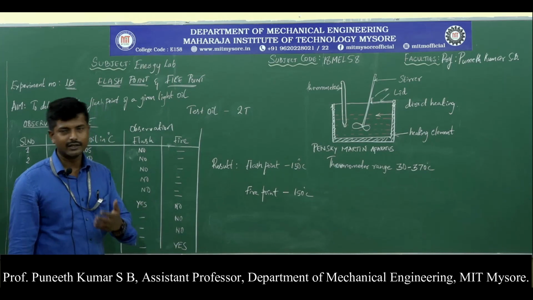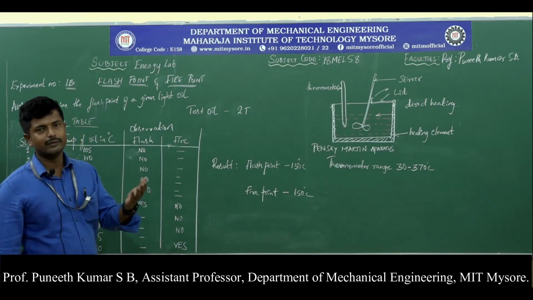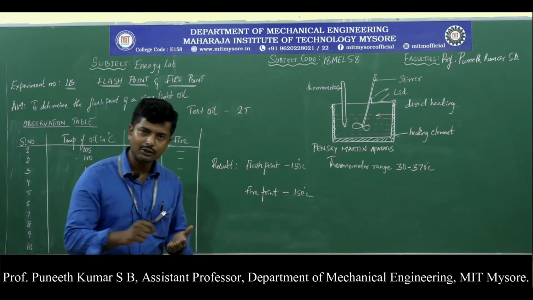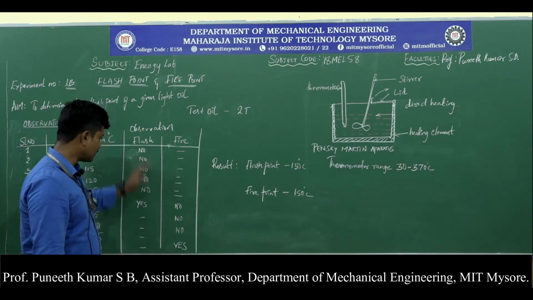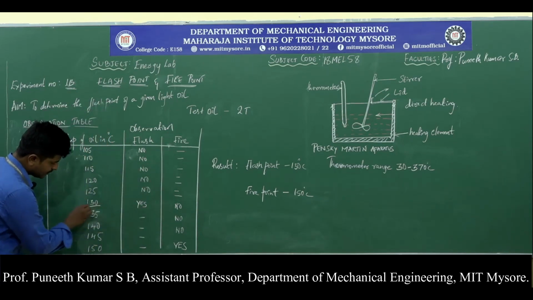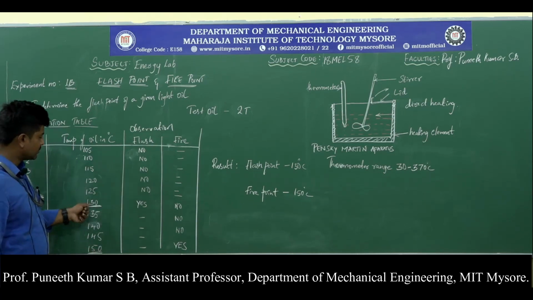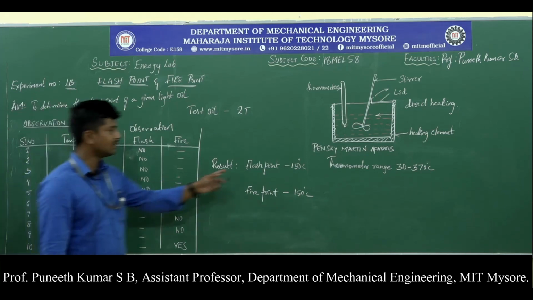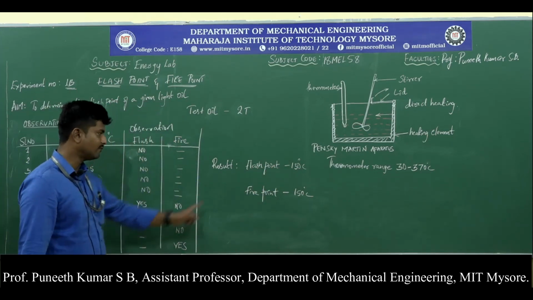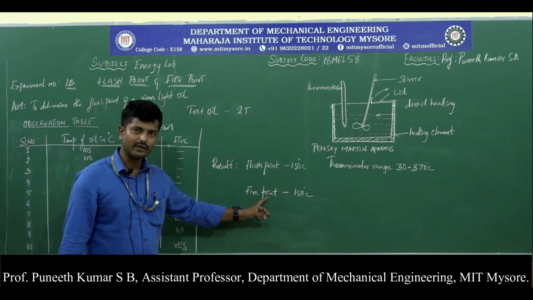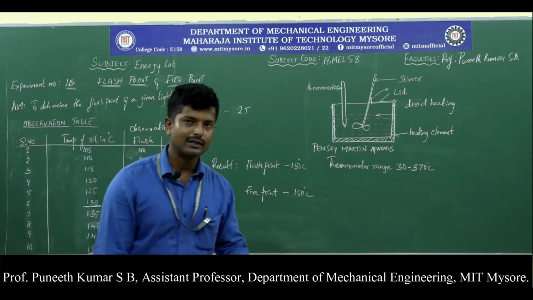As we know from the fire point definition, the minimum temperature at which the vapor catches fire and continues to burn is called the fire point. So the result of this experiment for the 2T oil we have taken as a test fuel is that at 130 degrees we got the flash point, which is the minimum temperature, and at 150 degrees we got the fire point. So by doing this we have concluded the experiment.